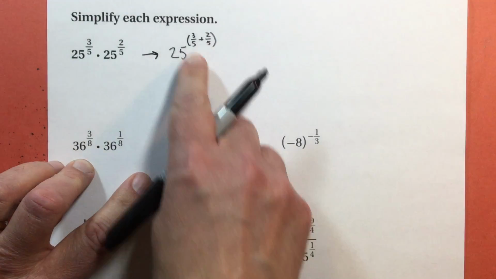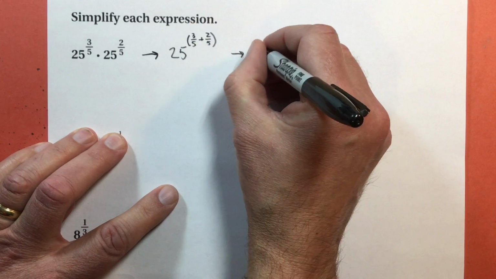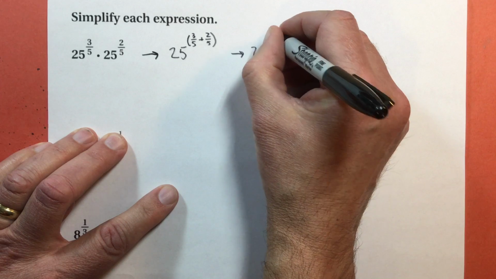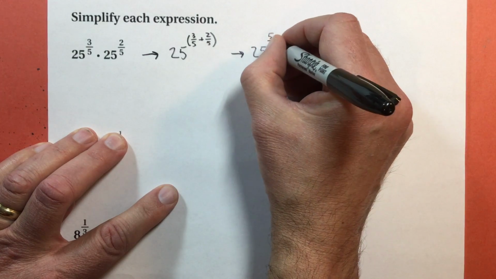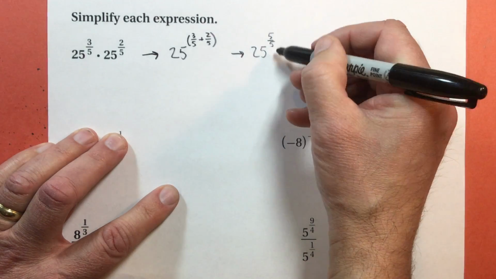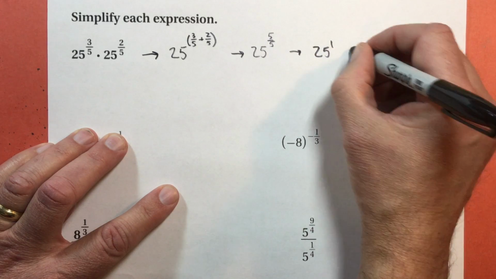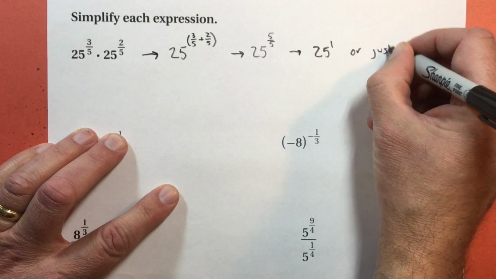Okay, can I add these? They've got a common denominator. Of course I can add them. This becomes 25 to the 5 over 5 power, since 3 plus 2 equals 5. 5 divided by 5 equals 1, so this is just 25 to the first power, or just 25.